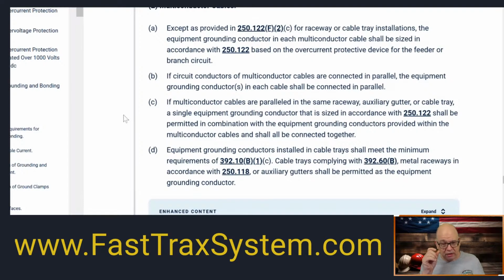But you can also buy the little clips that are evaluated and listed for that. So look for those type of things. But typically, you can buy the box of screws that are designed for that application, and you wouldn't have any issue with anything.